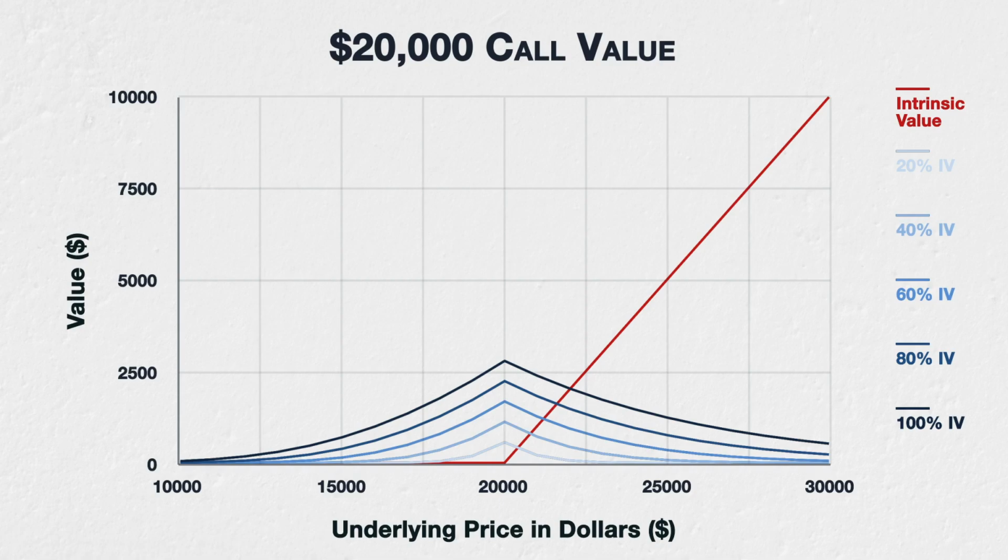With the different values for both time to expiry and implied volatility, the extrinsic value is still usually the highest when the underlying price is very close to the strike price. The further away from the strike the underlying price moves in either direction, the lower the extrinsic value will be.